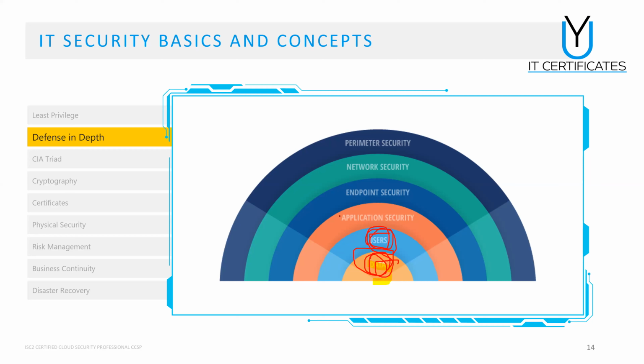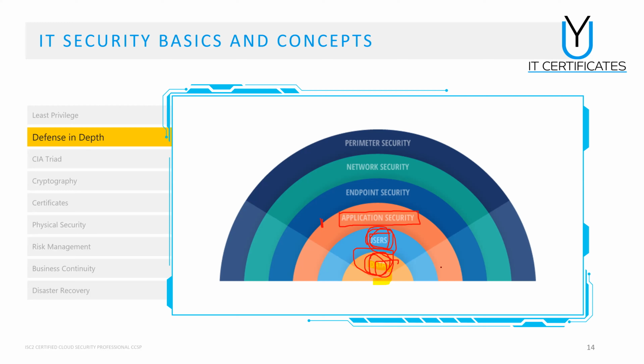Then you will find the application security. This is considered the security or defense number one, layer number one: application security. It may be encryption. It may be that we are checking the type of inputs on the application. Then we can avoid any injection or whatever the type of application attack.